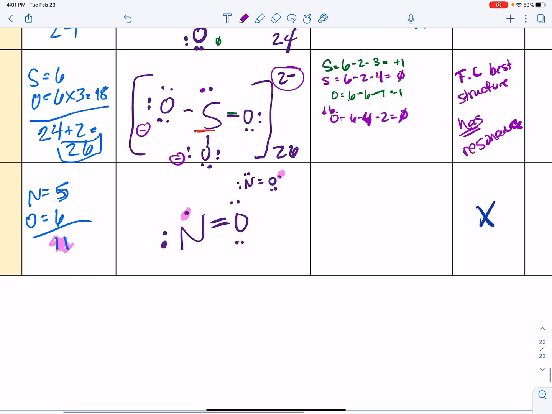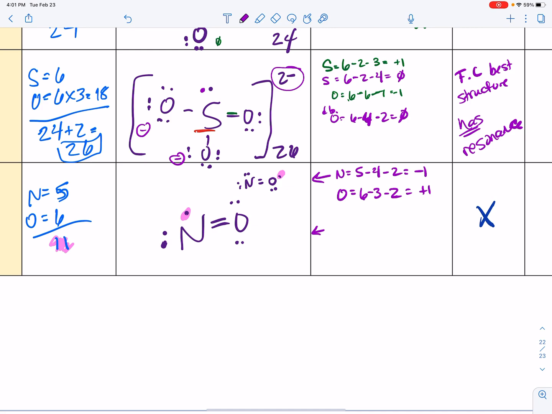And let's look at this one first. So this is nitrogen is 5 minus, he's got 4 minus 2, so he's negative 1. And then the oxygen is 6 minus 3 minus 2. That's a negative and a positive. That's not a bad situation.